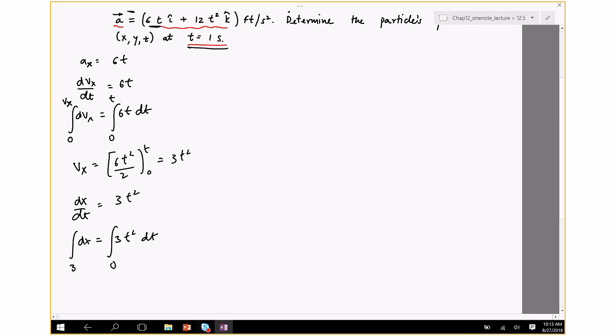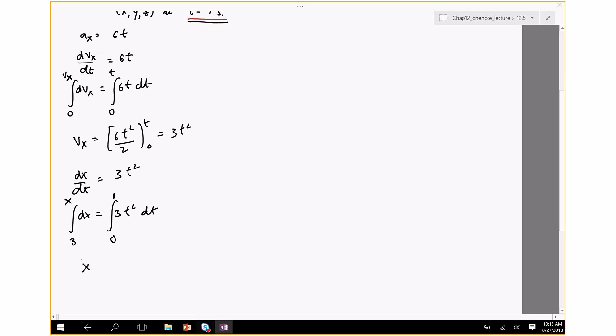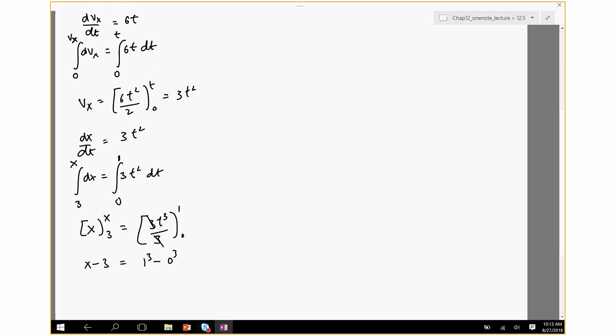Okay, and then I need to find the position at time t equals 1. So x is the integral of dx, upper limit is x, lower limit is 3, equals 3t cubed divided by 3, upper limit is 1, lower limit is 0. So I get x minus 3 equals 1 cubed minus 0 cubed. So x equals 4.